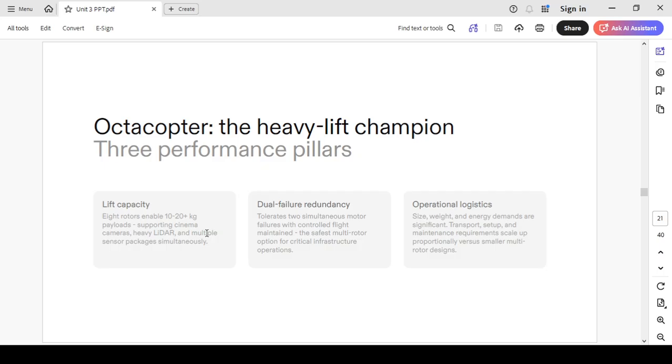The Octa-Copter is generally called the heavy lift champion. 8 motors can be utilized to increase the payload. In the previous case, the Hexa-Copter, we discussed 2 to 6 kgs. Here it would be almost double, like 10 to 20 kgs of payload. It supports cameras, heavy lidar (light detection and ranging), radars, sensors, packages, and so on. With dual failure redundancy, it suits operational logistics, size, weight and energy demands, where you want to transport around 15 to 20 kgs from one place to another. So these Octa-Copters can be utilized there.